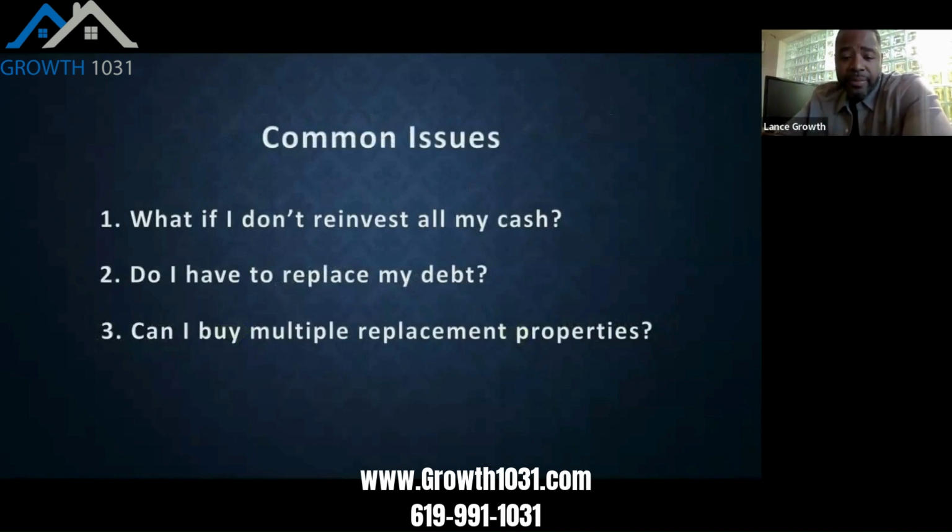The common issues that pop up from this is simple. People ask, well, what if I don't reinvest all of my cash? In the last example, we ended up at 450. So let's say we reinvested at 400. Great. 400,000 would be completely tax deferred. The 50,000 that we fell short, we'll pay taxes on. It's a partial exchange. And the other question we commonly get is, do I have to replace my debt?